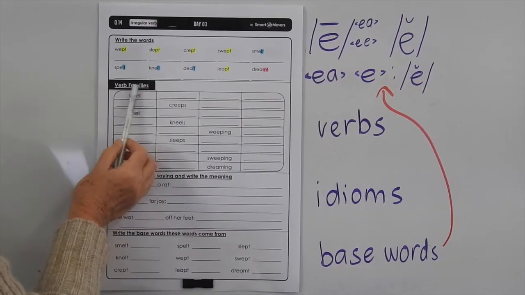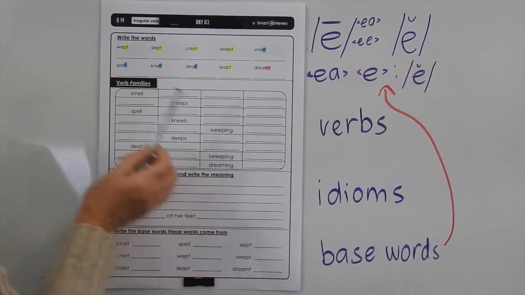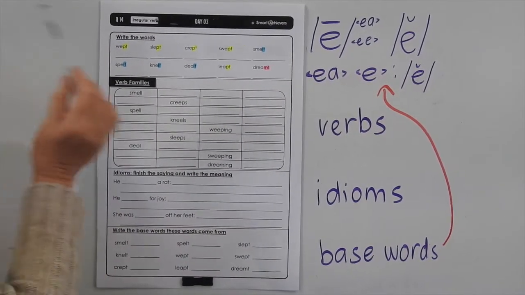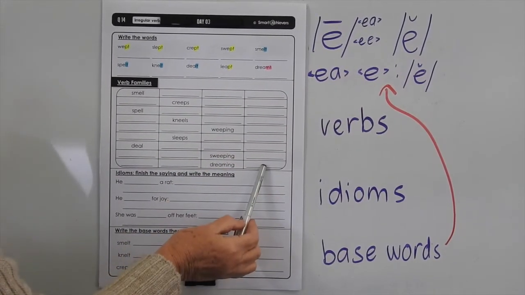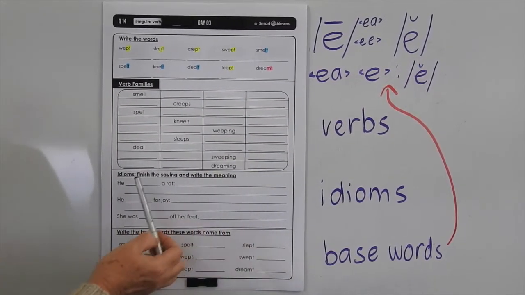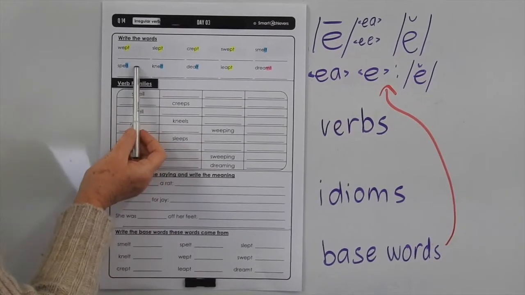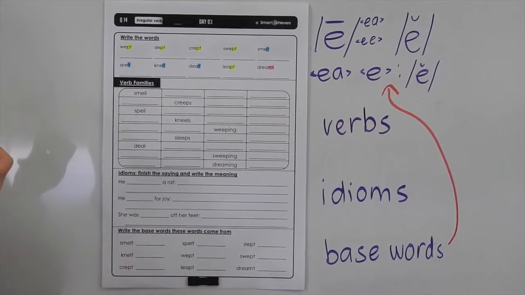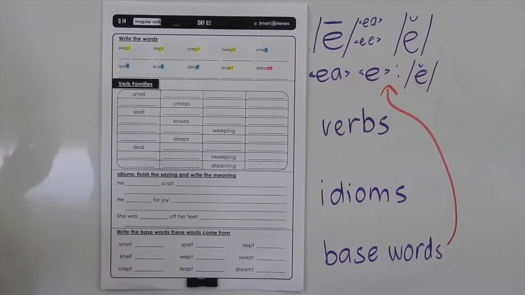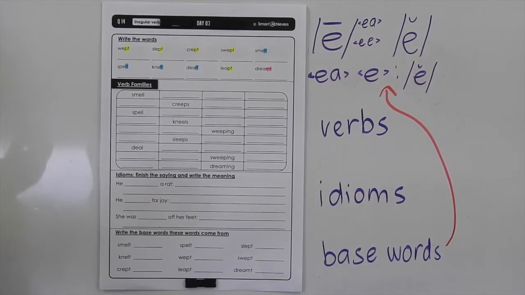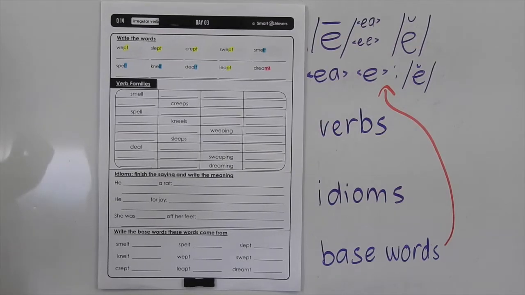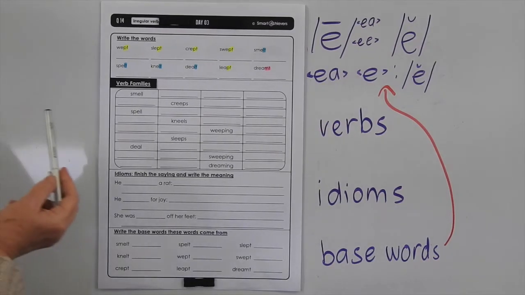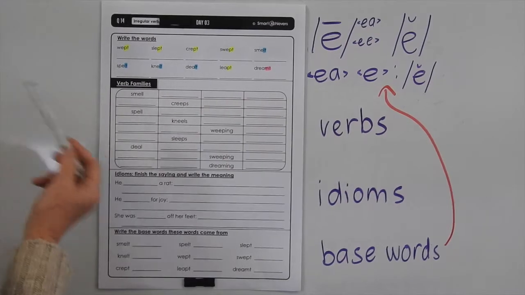Now in this section here you're doing a number of verb families because we really want you to have the practice with recognising these irregular past tense verbs. And this only seems to really happen, most irregular verbs are because of that long E sound. It really is most common in words with a long E sound.